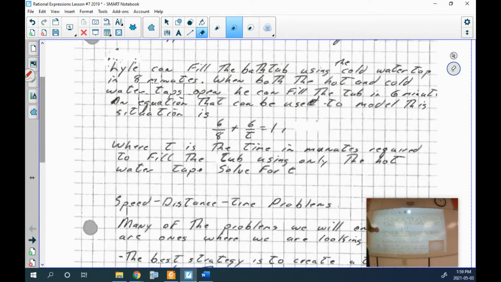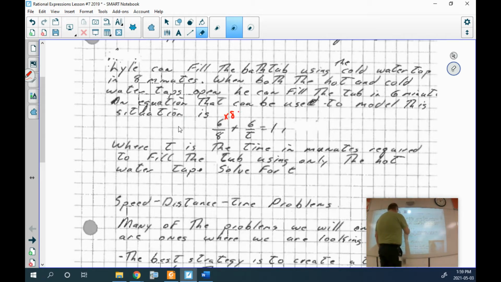So here's a basic word problem. Lyle can fill a bathtub using the cold water tap in 8 minutes. When both hot and cold taps are open, he can fill the tub in 6 minutes. I've given you an equation. We will be asking you to create these equations later on. What is the time in minutes required to fill the tub using only the hot water tap? So here's the equation that has been developed. Now we're just going to solve it using our skills that we've practiced before.